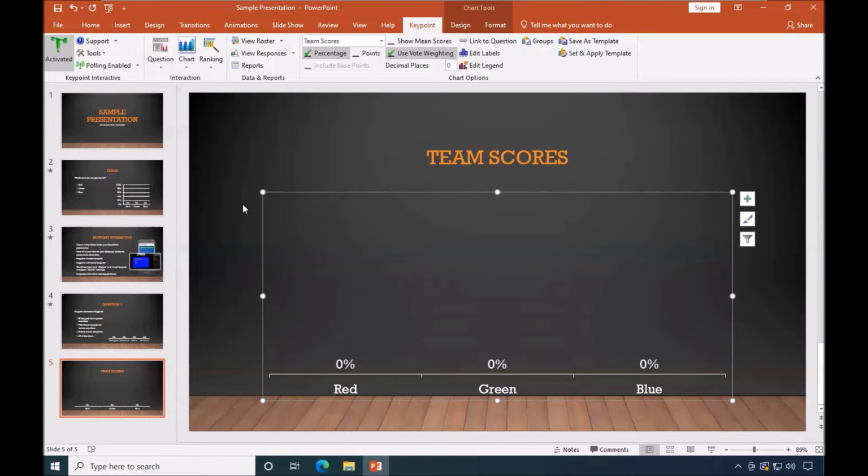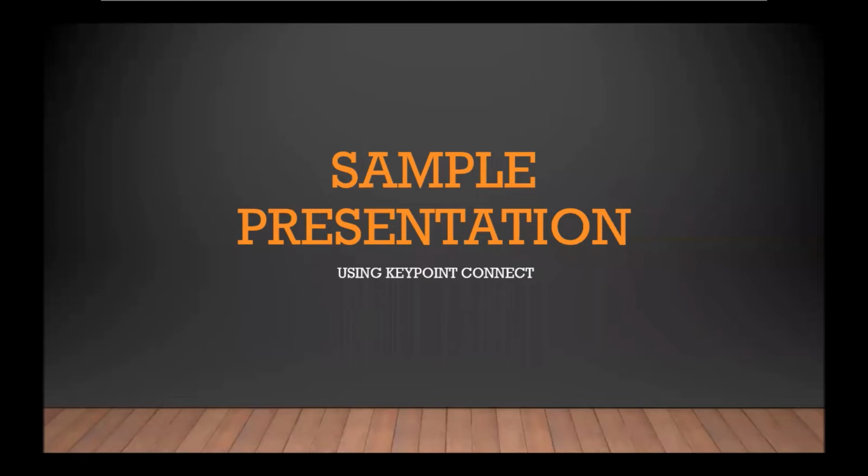The chart defaulted to showing team % correct. That's perfectly fine, but this is a tutorial and I did set up the question to be worth 25 points. Switching the chart to points is as easy as clicking on it and then clicking the points button on the Keypoint tab. Let's run the slideshow and see what we have so far.